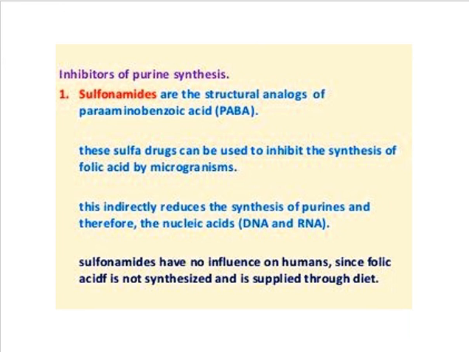Similarly, the sulfonamides are the structural analogues of para-aminobenzoic acid. These sulfa drugs are used to inhibit the synthesis of folic acid in the microorganisms. As we know that the synthesis of folic acid takes place only in the microorganisms, the humans cannot synthesize the folic acid in their bodies. So the sulfonamides have no influence on the human cells. They only affect the synthesis of nucleic acids like DNA and RNA in the microorganisms.